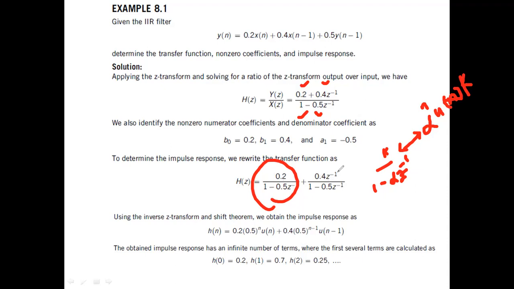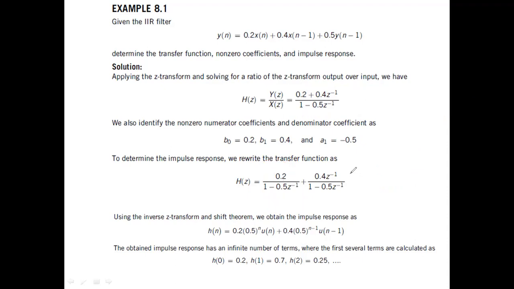And then what about the second term, with z to the power minus 1? Here we saw that x of n minus 1 had a z transform of z to the power minus 1 into X of z. So similarly here, u of n is replaced by u of n minus 1, and alpha to the power n is replaced by alpha to the power n minus 1, applying the time shift property of the z transform. So that was a simple numerical to make you comfortable.